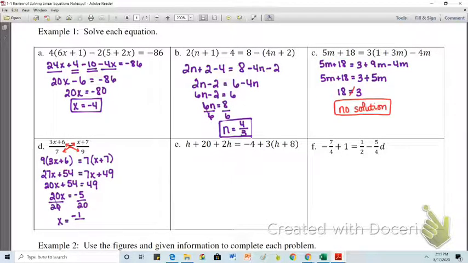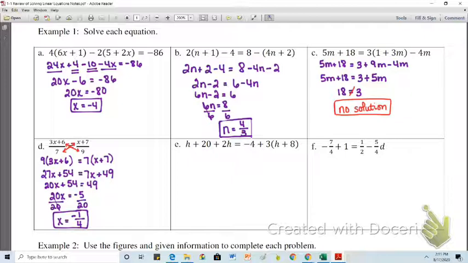Or sorry, -1/4 if I divide both of them by 5. This is not the same as having an answer of -4.